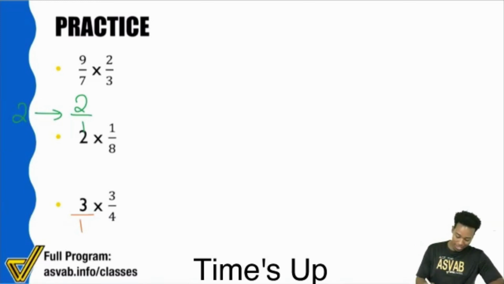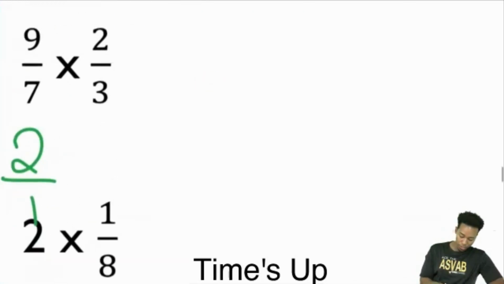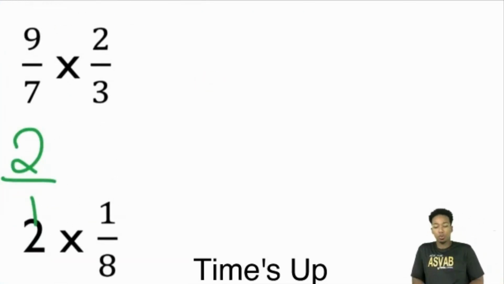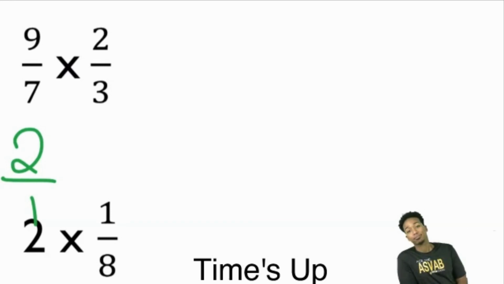So let's go ahead and get to work. This first one here, 9/7 times 2/3. Before we start, how many are you confident that you got correct, everybody? 0, 1, 2, or 3. How many are you confident that you got correct?